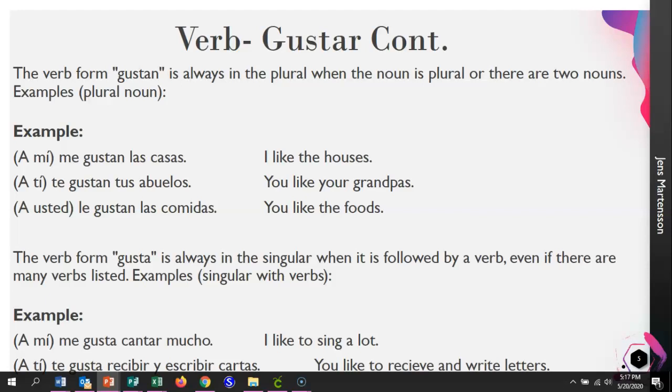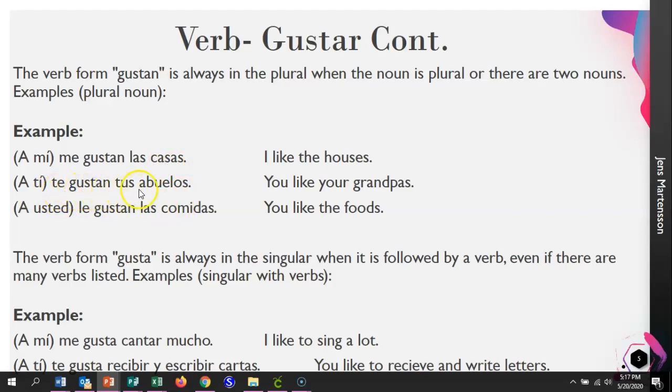Okay? So if the noun is plural, you're going to use gustan. Okay? All right, so the example that they have is me gustan las casas. I like the houses. Okay? Now it's saying a mí, because it's talking about I, me gustan las casas. We're talking about more than one house. Okay? A ti, excuse me, let's read the sentence without that first.